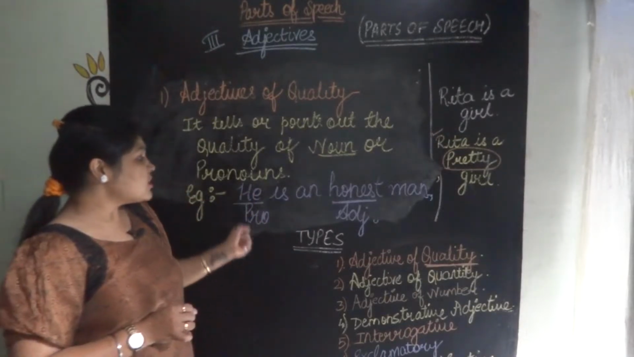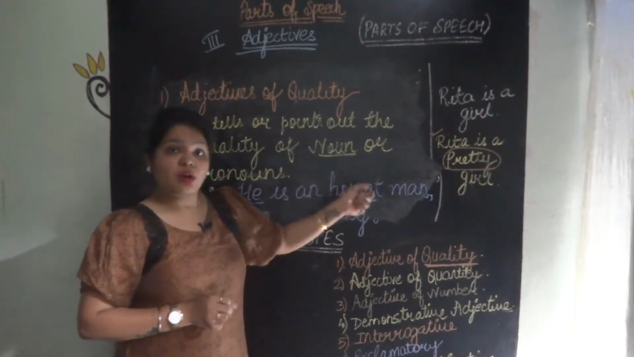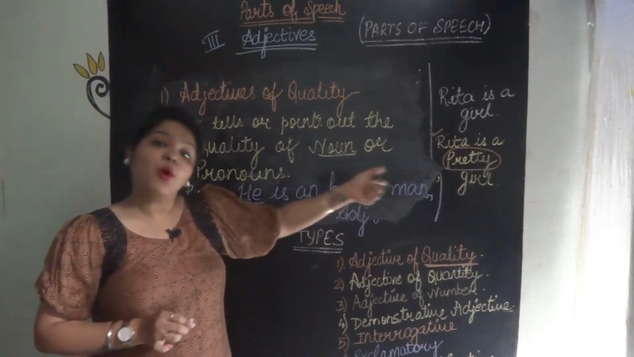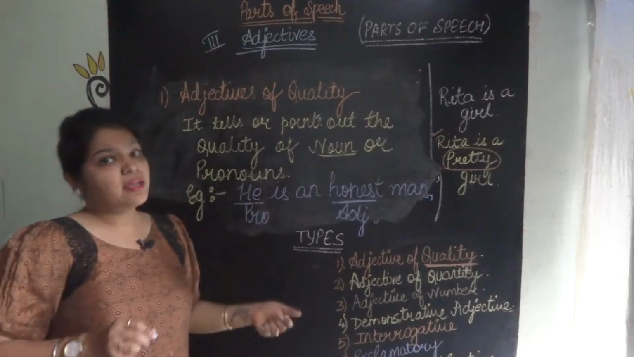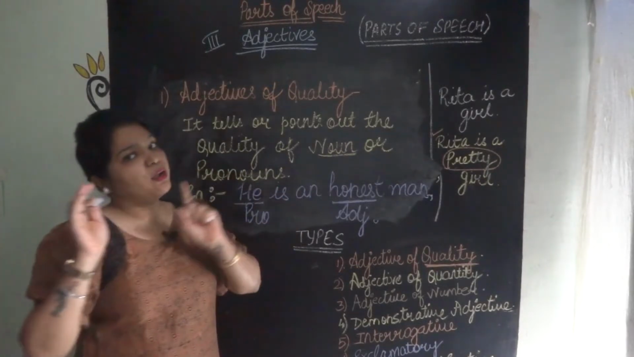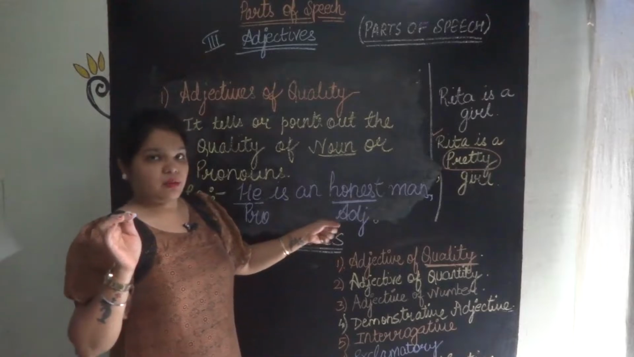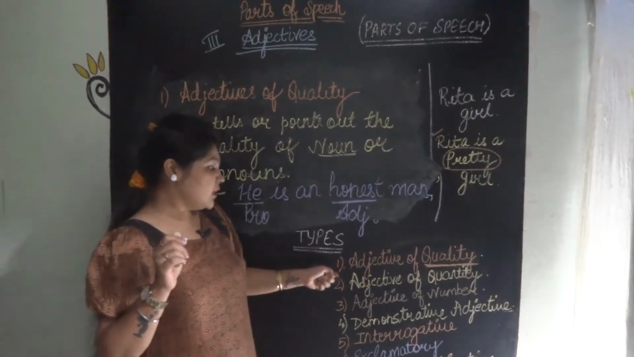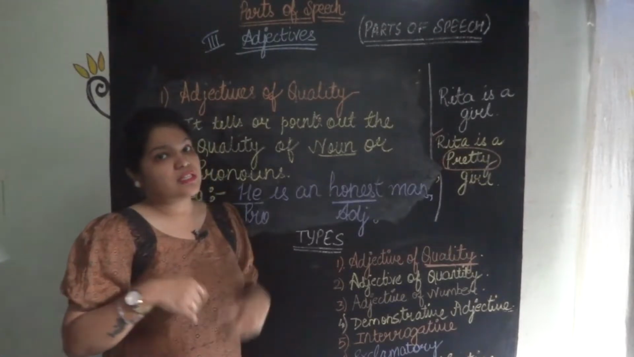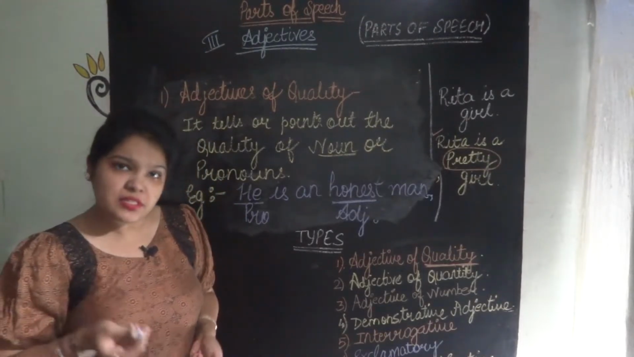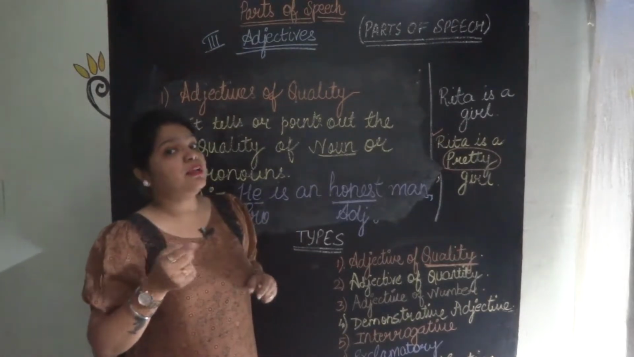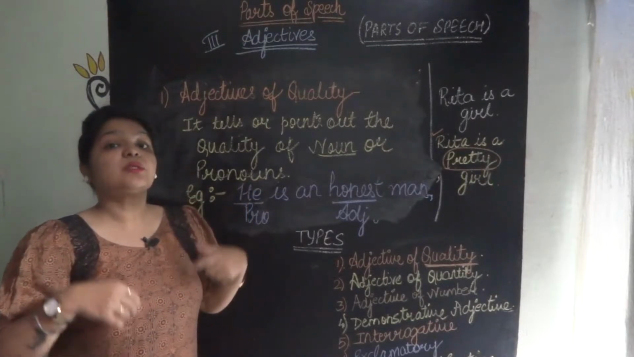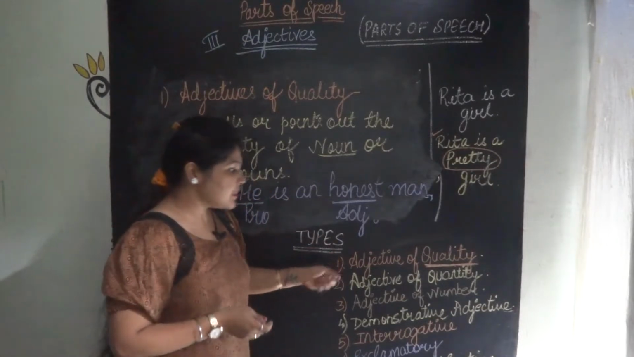Or I can also say Ram is an honest man. Ravi is an honest man. Jack is a loyal boy. So Jack is a noun and loyal is an adjective. So in adjective of quality, we are just describing a person, place, animal or thing or a pronoun. We are just giving its quality, its characteristics.